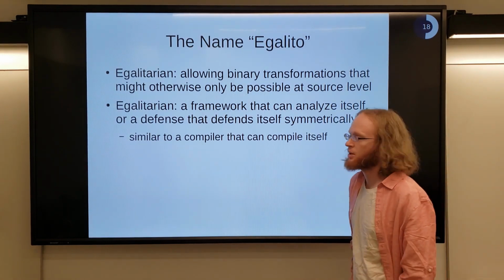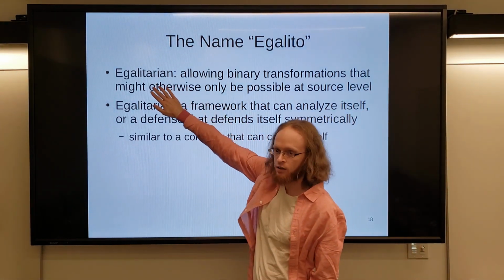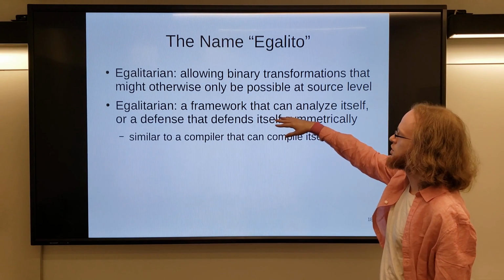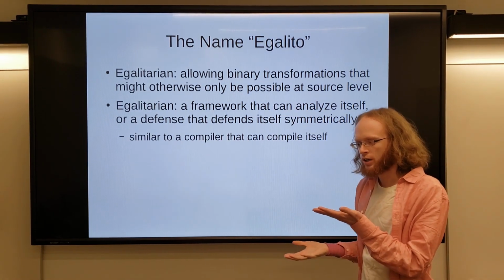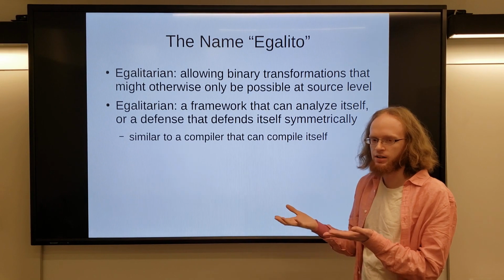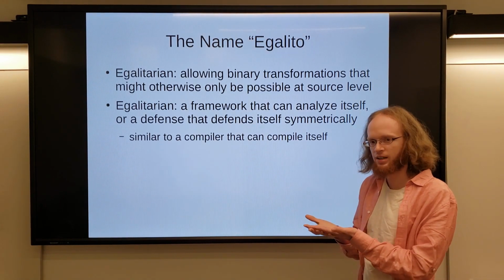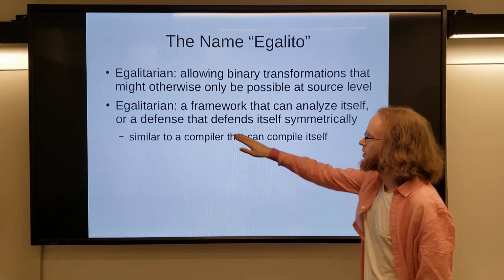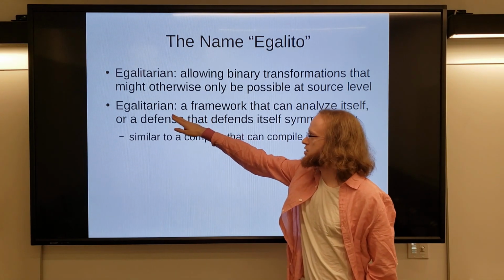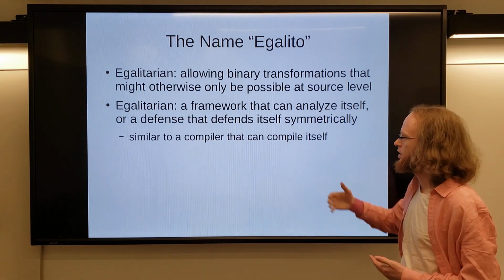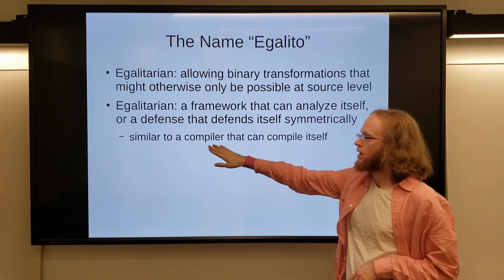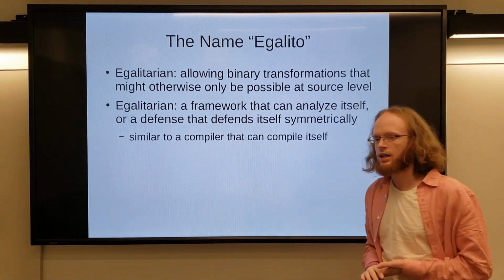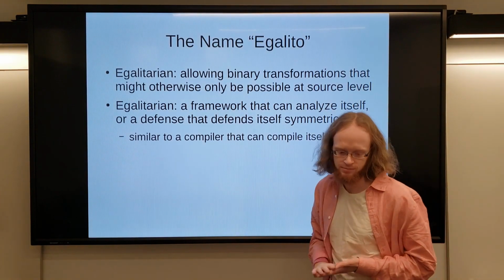A quick note about the name Egalito. It comes from egalitarian in two aspects. The first is that we're trying to make binary transformation more equal with source level transformation. Right now it's a lot easier to do things at source level. We want to make it more equal. And secondly, in a more literal sense, we consider something to be egalitarian if it can analyze itself, a defense that can defend itself. This is similar to a compiler being able to bootstrap and compile itself.